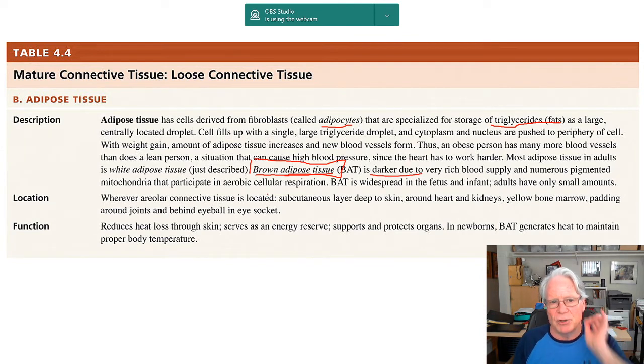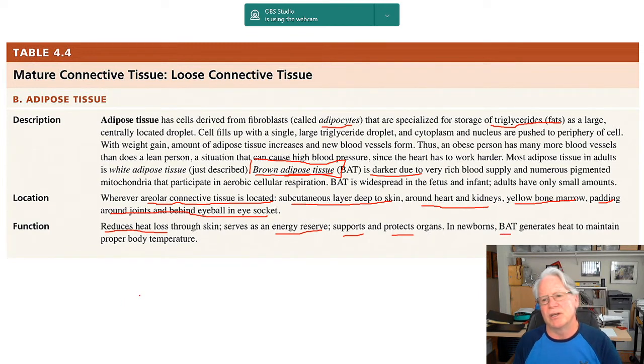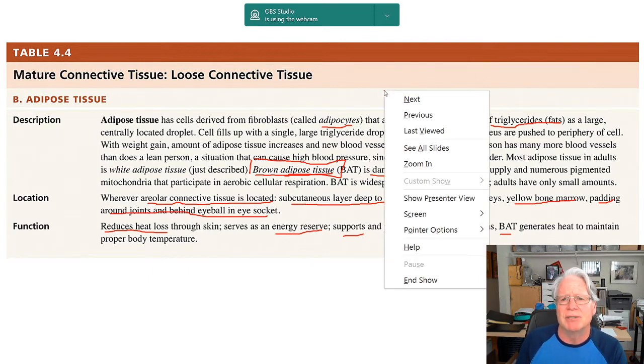So location: wherever areolar connective tissue is located. Okay. Subcutaneous layer deep to the skin. Around the heart and the kidneys. Yellow bone marrow. Padding around joints and behind the eyeball in the eye socket. Okay. Functions: reduces heat loss, serves as an energy reserve, supports and protects organs. And then they talk about that brown adipose tissue, which generates heat to maintain proper body temperature in newborns. That is what I was talking about in the lecture. So I'm pointing it out here, but I will not test you on that idea in the labs.